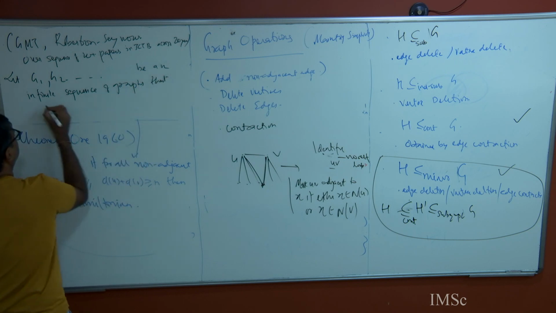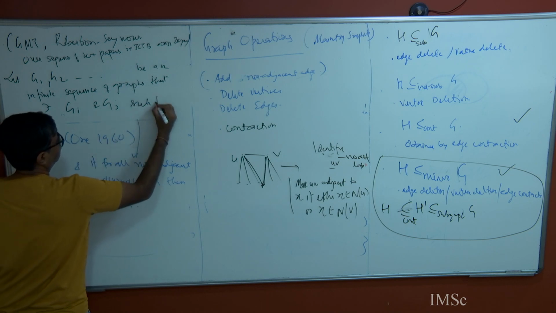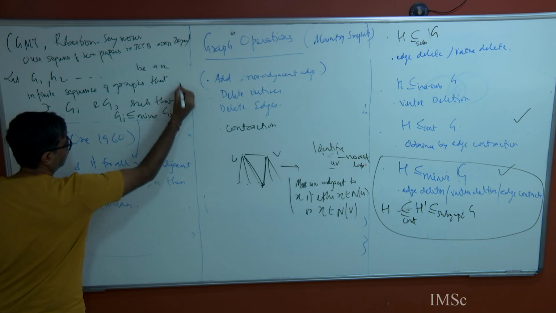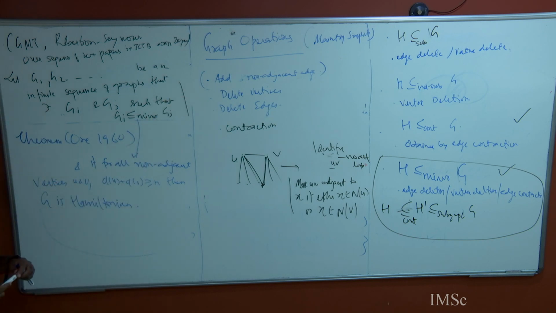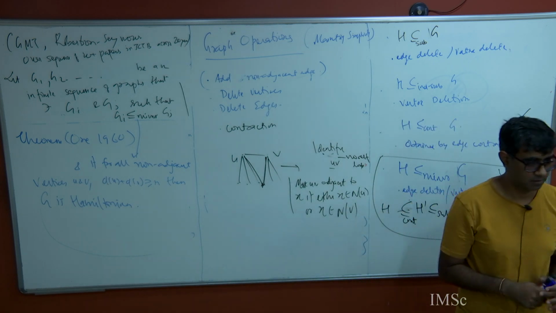Then there exist GI and GJ such that GI is a minor of GJ. Okay. So basically it says if you have an infinite sequence of this class of graphs, and your partial order, or well quasi order, whatever you want to say, with respect to this minor operation, then there are two graphs which are comparable, in the sense that one is a minor of the other.